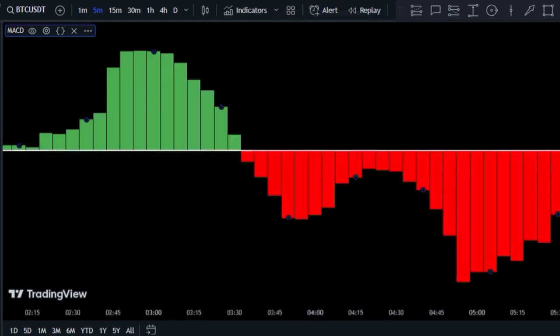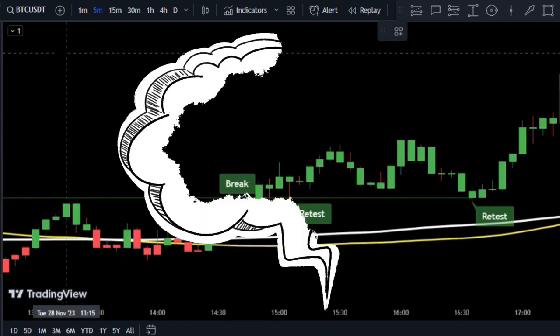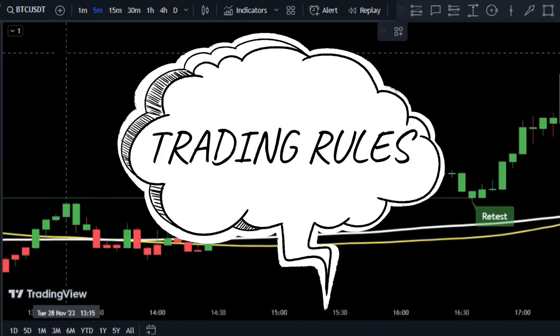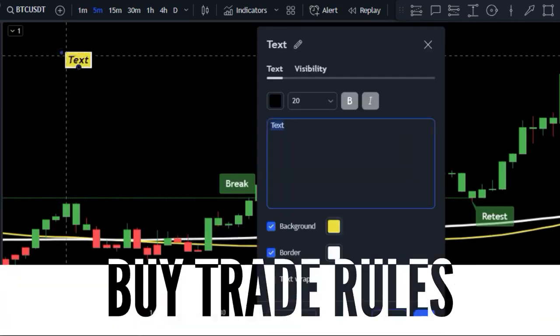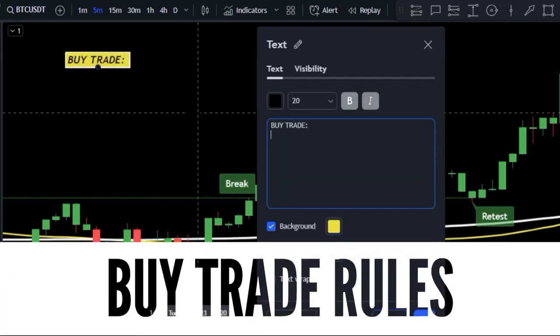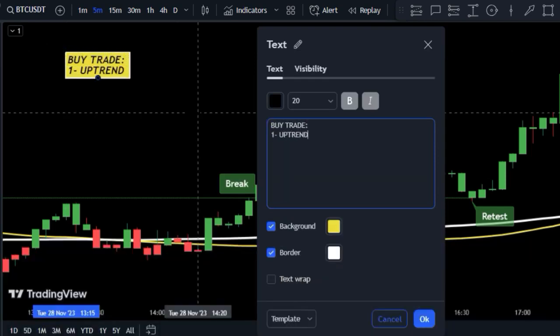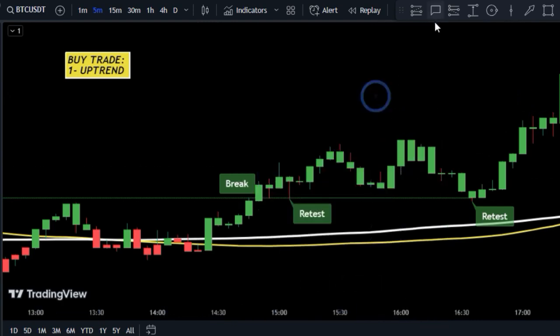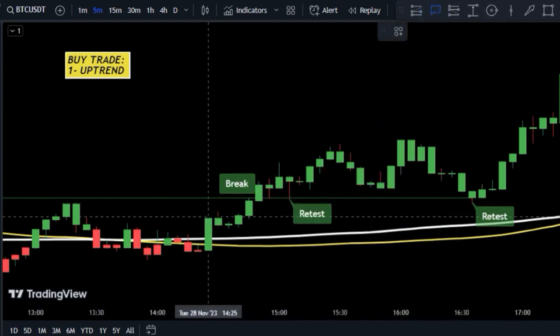It's important to note that the color of the histogram can give you an indication of the market trend. If the histogram is green, it means the upward trend is strong, and if it's red, it means the downward trend is strong. So, to enter a trade, there are 3 main conditions that need to be met. For a buy signal, the first condition is that the market trend should be upward. This ensures that we're trading in the direction of the overall market trend.